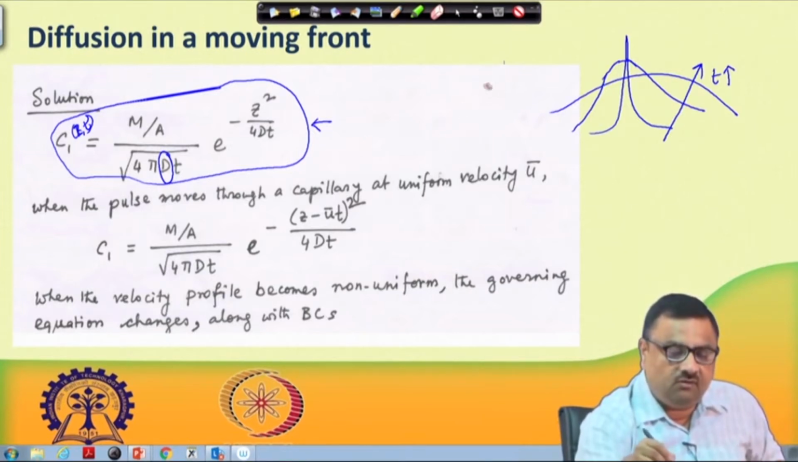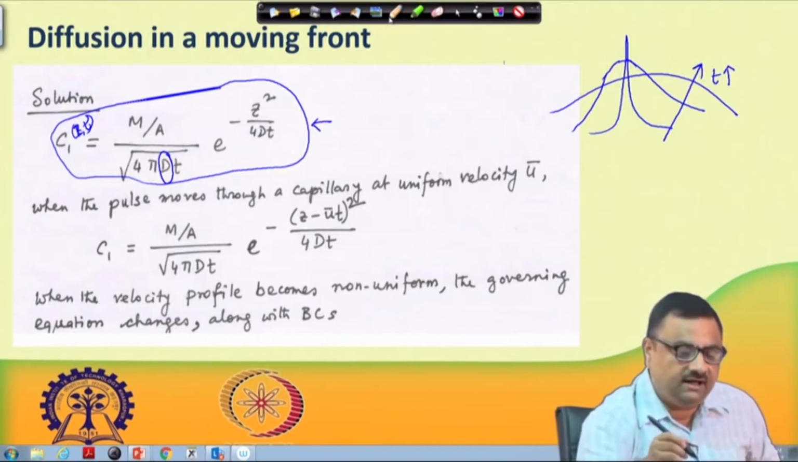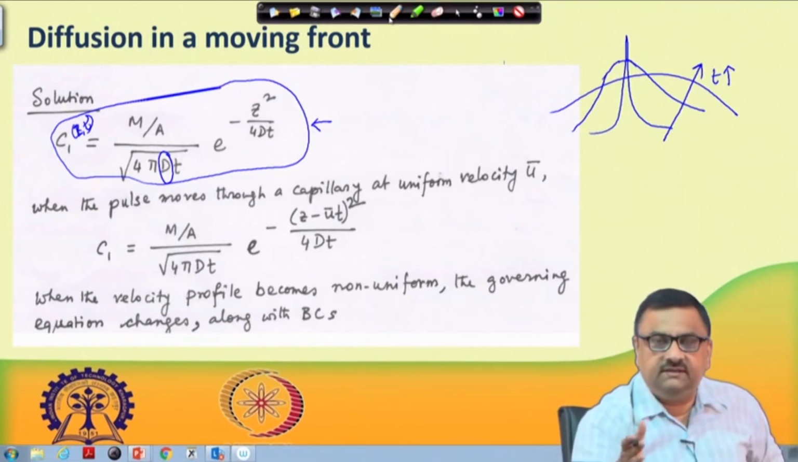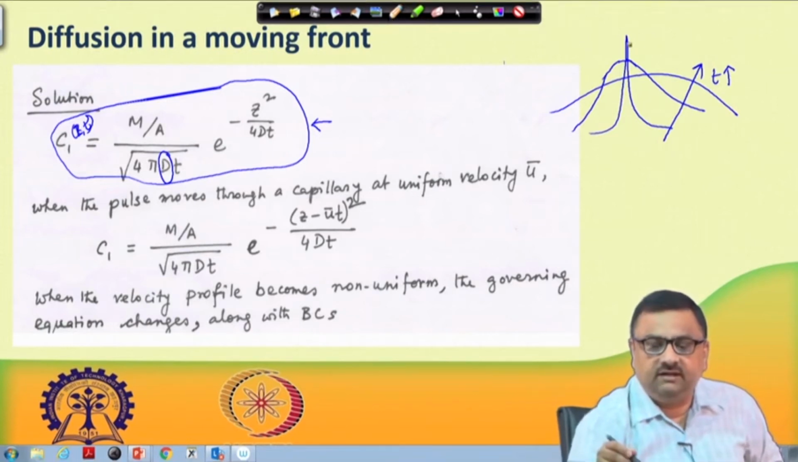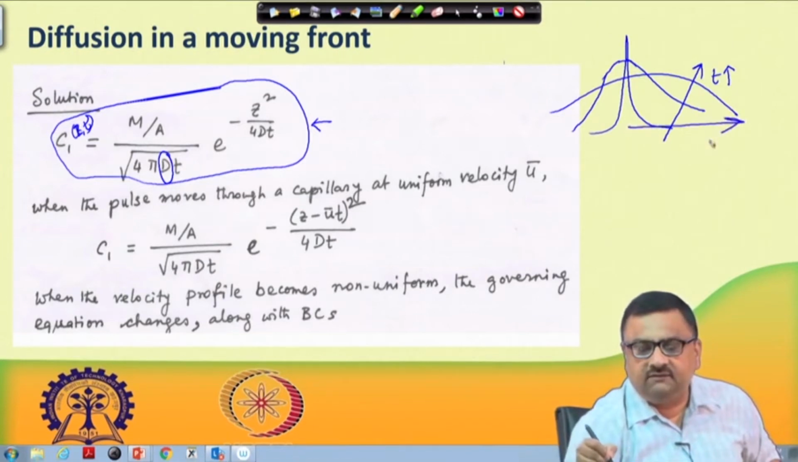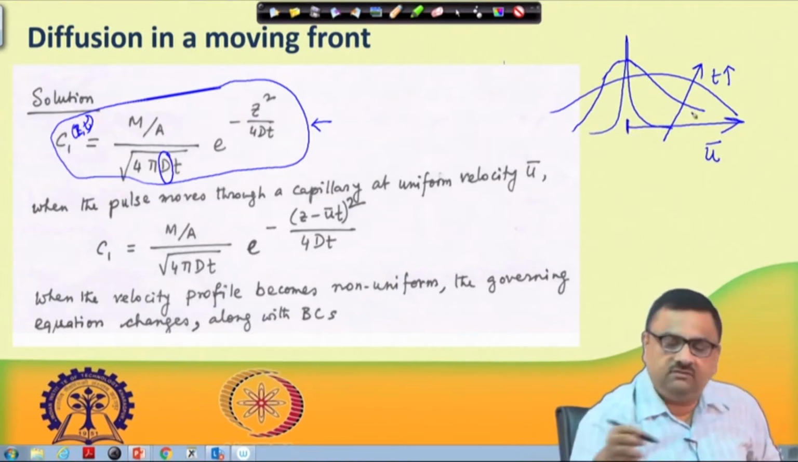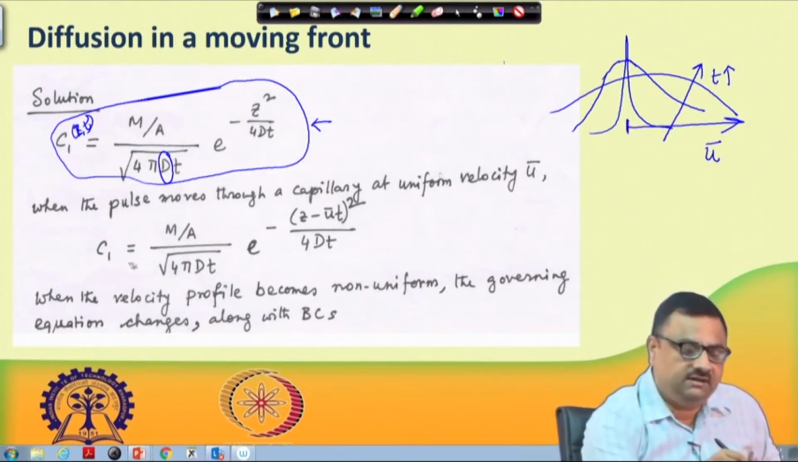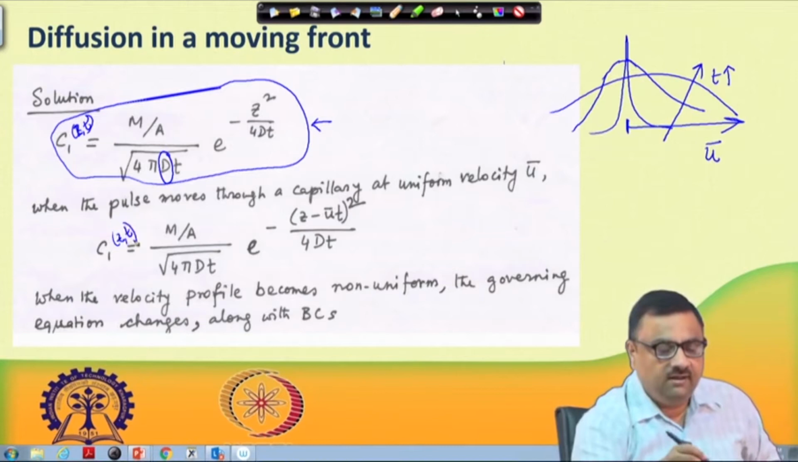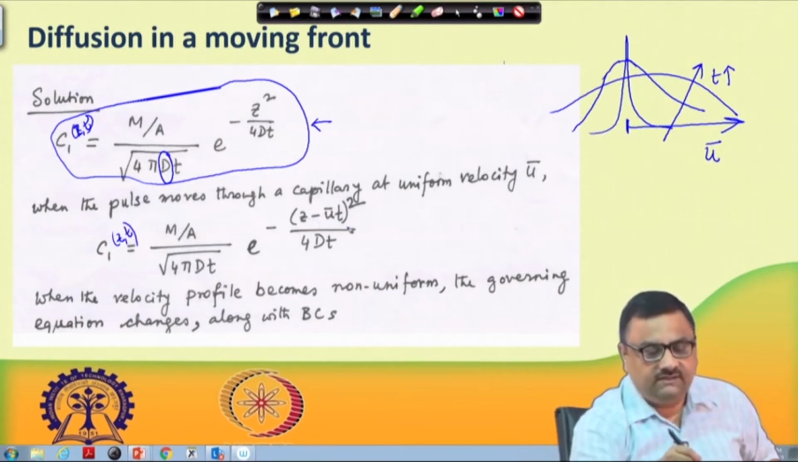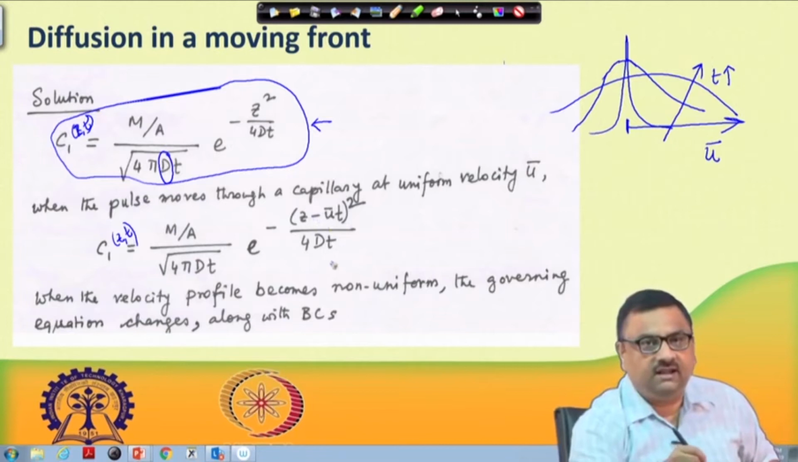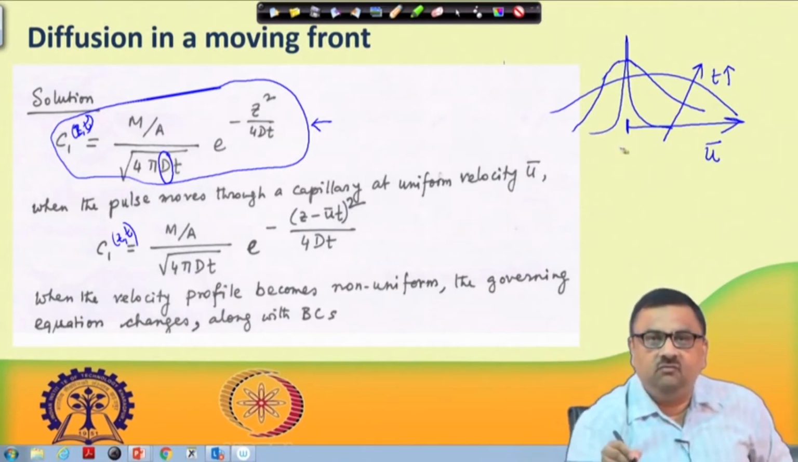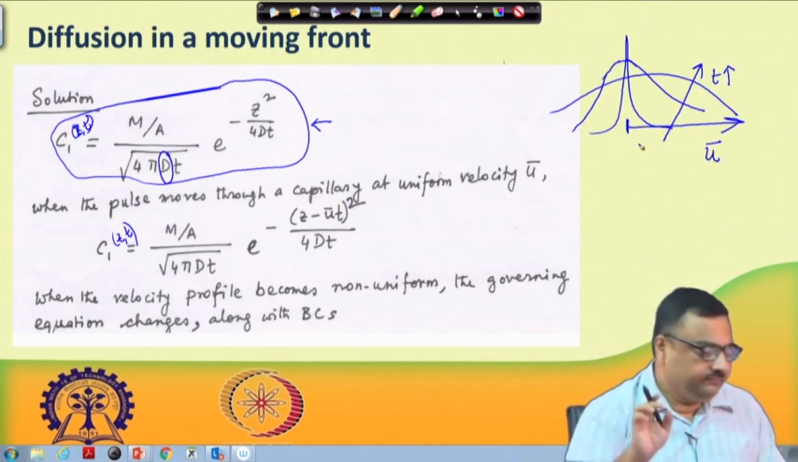One thing we have also pointed out is that if this entire Dirac function, the pulse that we placed, moves at a constant velocity u bar, then we can still find the concentration C1 as a function of z and time, but there has to be a correction, (z minus u bar t) whole square. That correction is there to take care of the moving front rather than a static front.